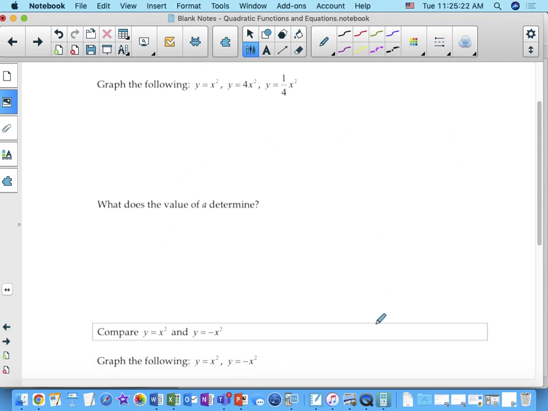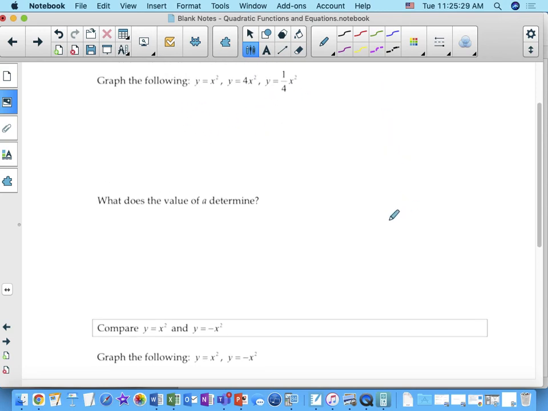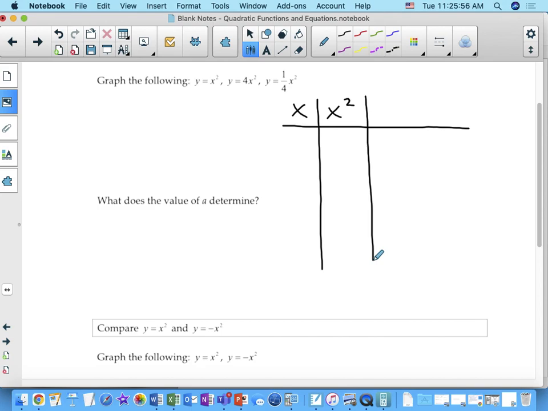Now we're going to look at the a value. We're going to graph the following: y equals x squared, y equals 4x squared, and y equals a quarter x squared. I think this one is worth doing a table of values, to just look at what happens. Let's look at x squared, 4x squared, and a quarter x squared. Let's use the same values as before: -2, -1, 0, 1, and 2.